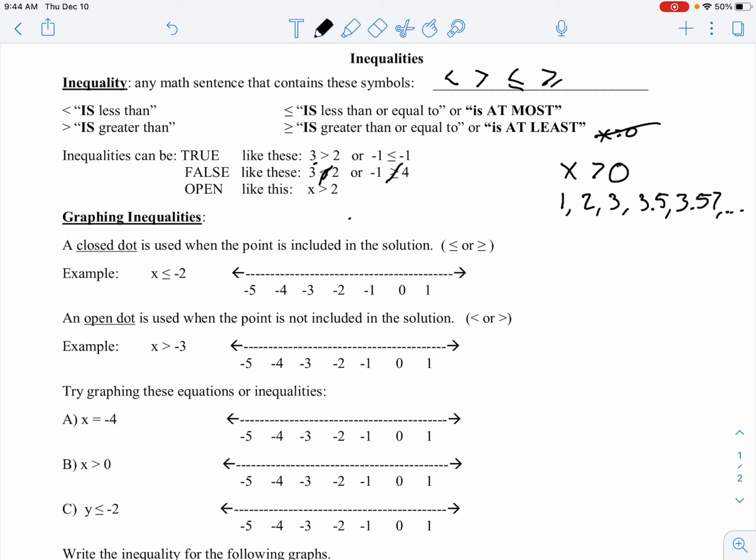And we can have open inequalities, kind of like the example I gave over to the other side. So this is going to be one that has many, many solutions to it. Anything that is bigger than 2 will work as a solution for that.